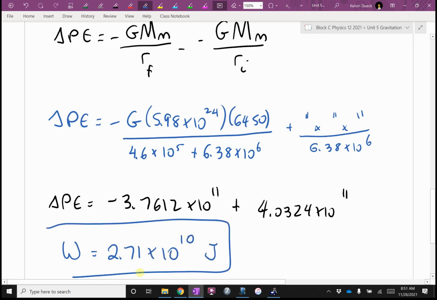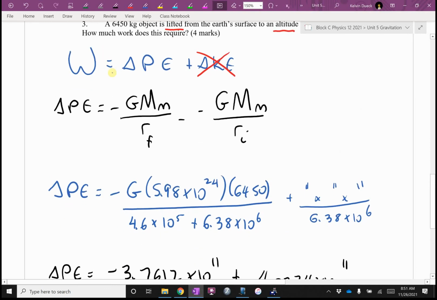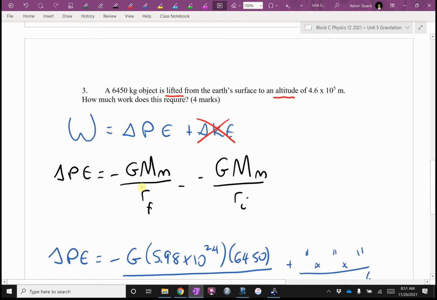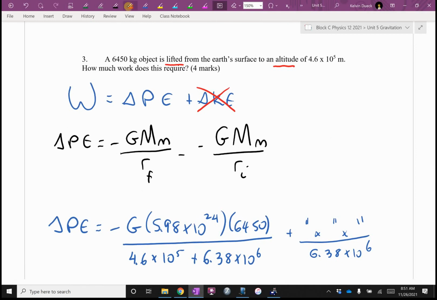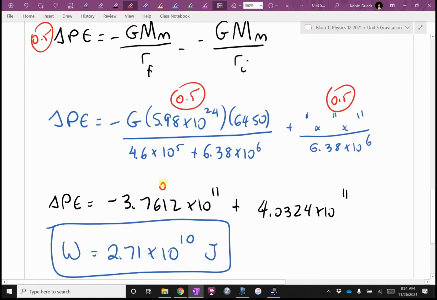If you got that right, I would give you, what did I make this worth? 4 out of 4. Otherwise, I would probably go something like this. Half mark if I saw that. Half mark if I saw that. I would probably give you a half mark for those numbers if you'd remembered that you had to add the radius of the Earth. Half mark for that. I'd probably give you a half mark if I saw that number, a half mark if I saw that number, and then 1 mark for adding them together or something like that.